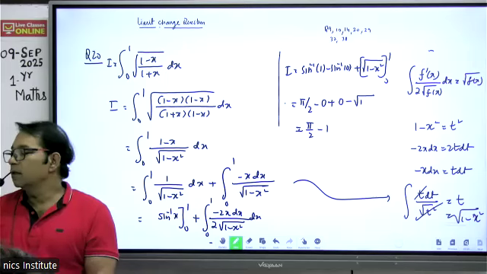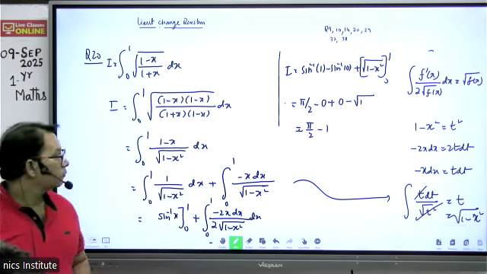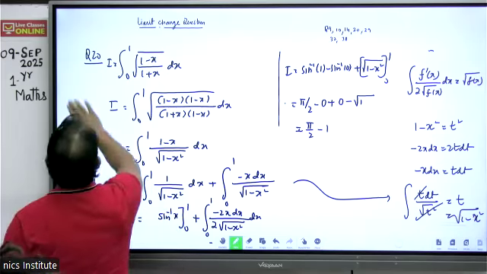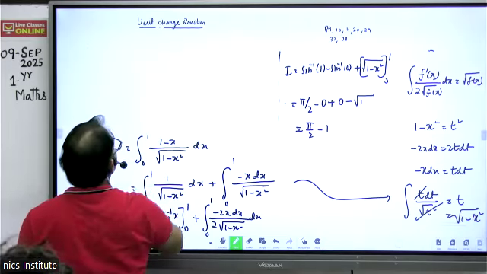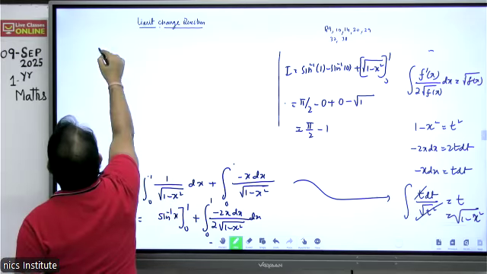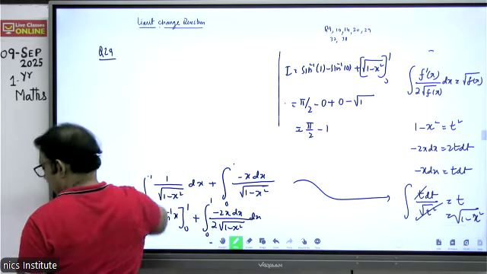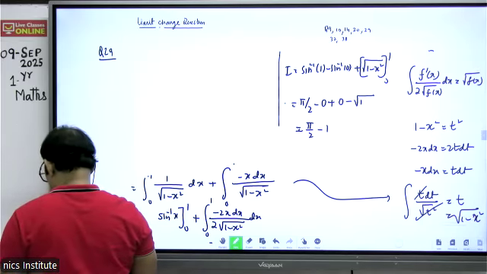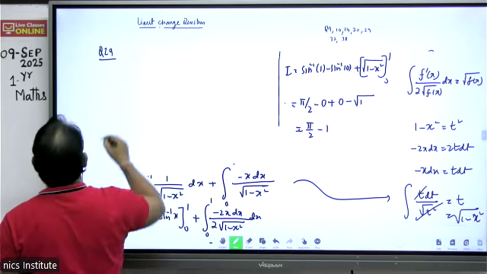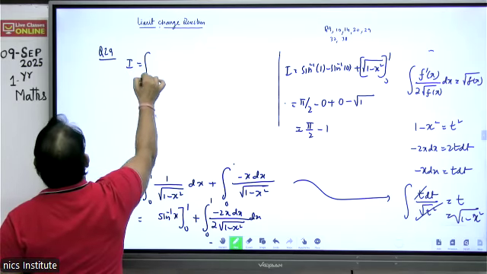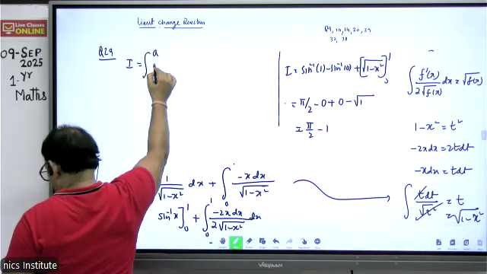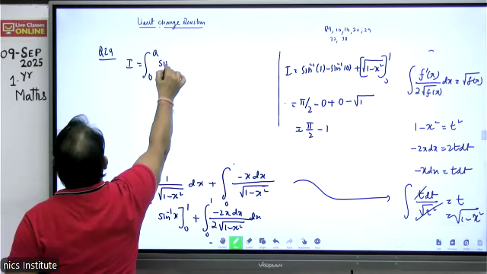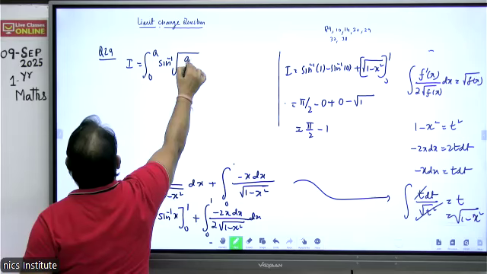Next, 29. The integral from 0 to a of sine inverse of the root of x over x plus a.